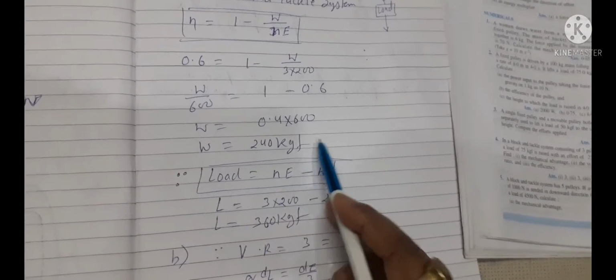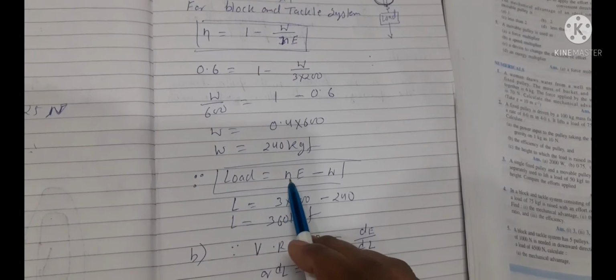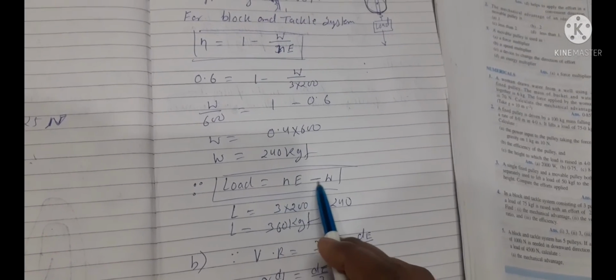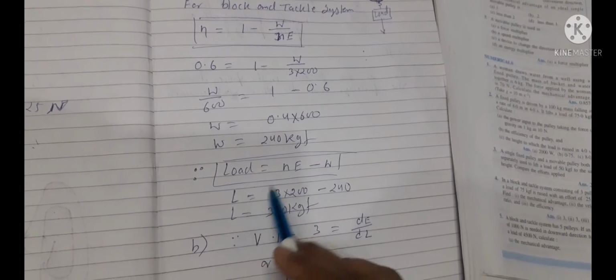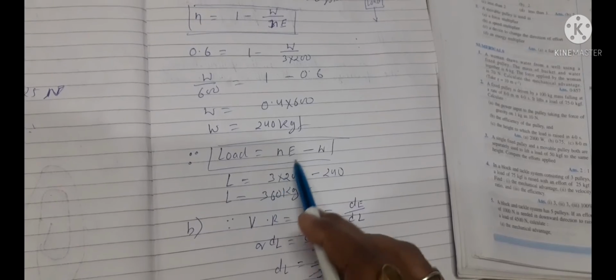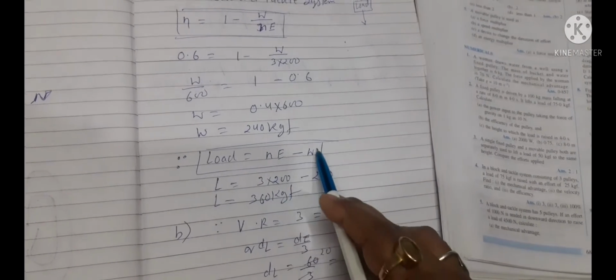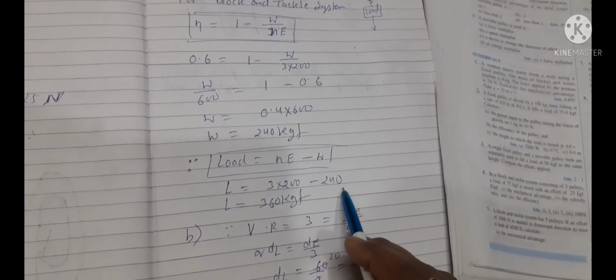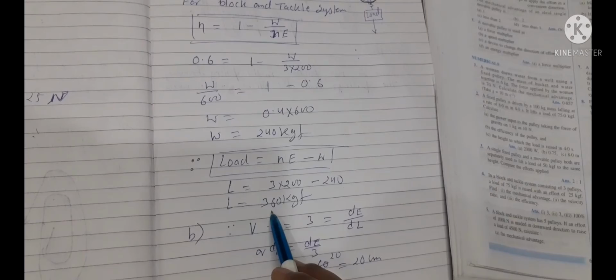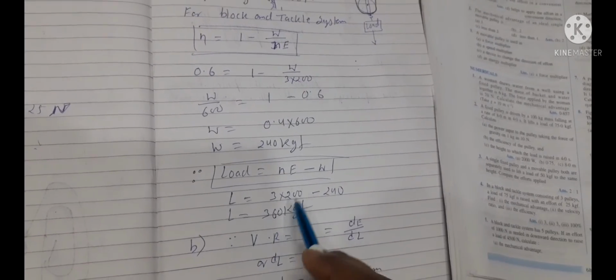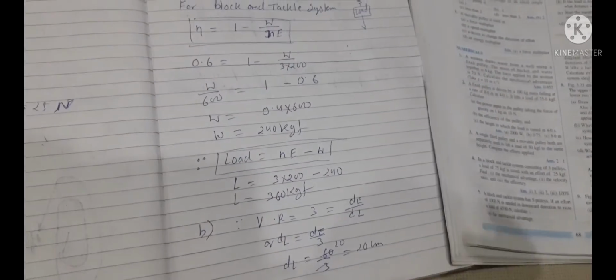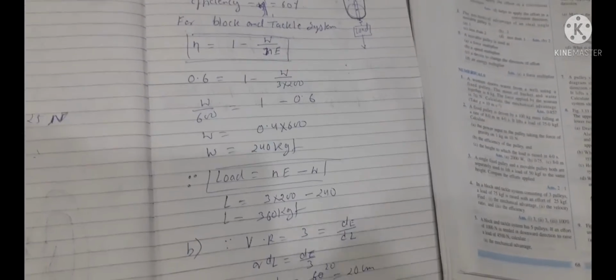240 kgf. Since load is equal to n, number of pulleys, into effort minus W. In place of n we have written 3, then in place of effort 200, and right now we calculated W, that is 240. So load is equal to 360 kgf. This is another way you can get the value of load or effort. By using this formula also you can calculate.